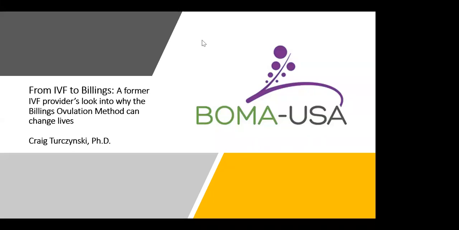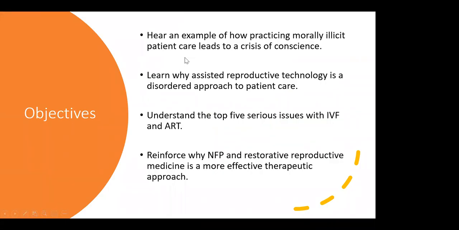All right, so the first thing is I want to share the objectives. Today, you're going to hear an example of how practicing morally illicit patient care can lead to a crisis of conscience. We're going to learn why assisted reproductive technology is a disordered approach to patient care. You're going to understand the top 5 serious issues with IVF and assisted reproductive technology so you can have productive conversations with clients or people that you know that are contemplating the use of assisted reproductive technology. And then we're going to reinforce why natural family planning and restorative reproductive medicine is a more effective therapeutic approach.